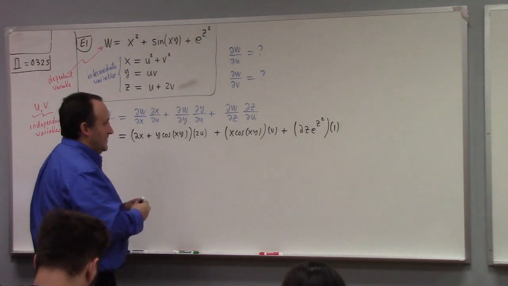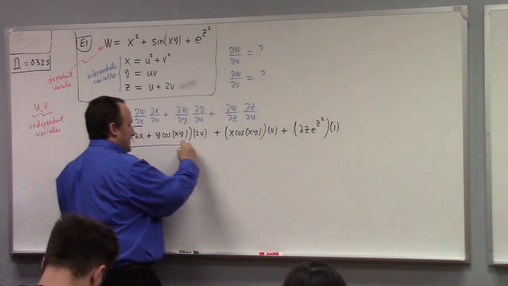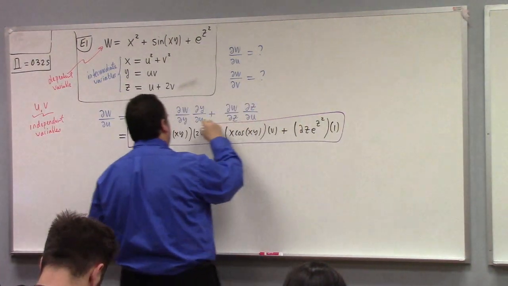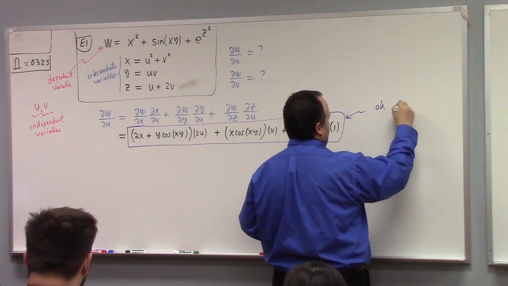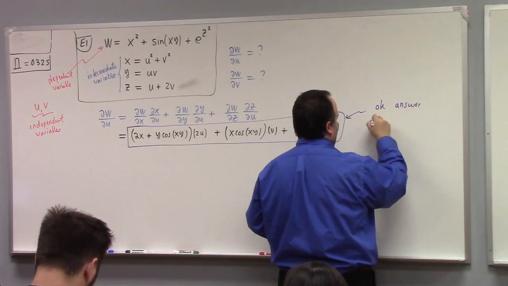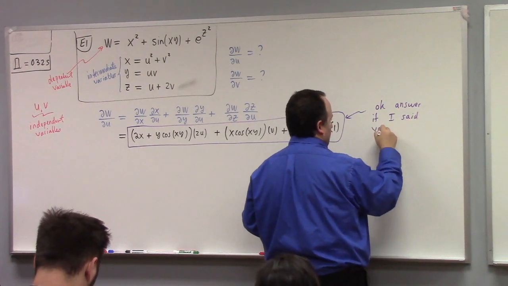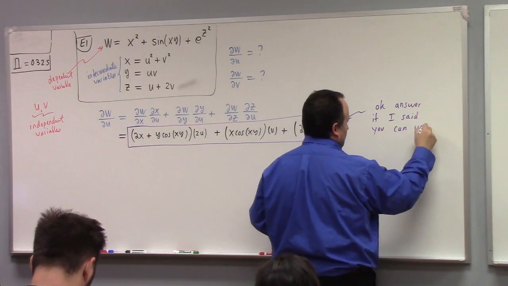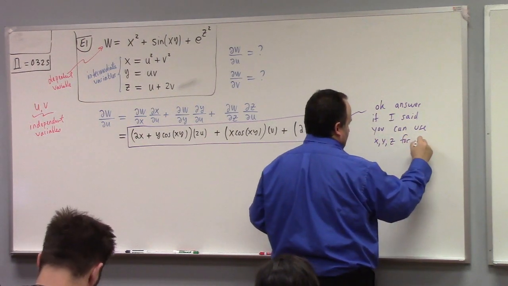Let me just put a box around this and say this could be the answer. We could leave that as the answer. This would be an okay answer if I said you can use x, y, z for the answer.